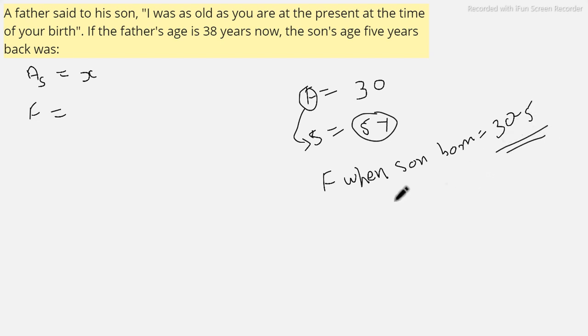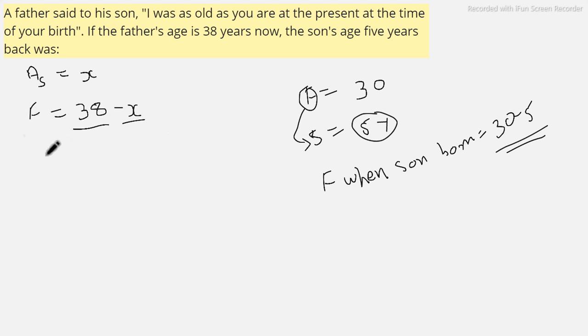So using this only, we find out that he was saying that I was as old as you are at present at the time of your birth. So whatever the age of son is, the father's age at the time of the birth of his son will be equal to father's present age minus the son's age.